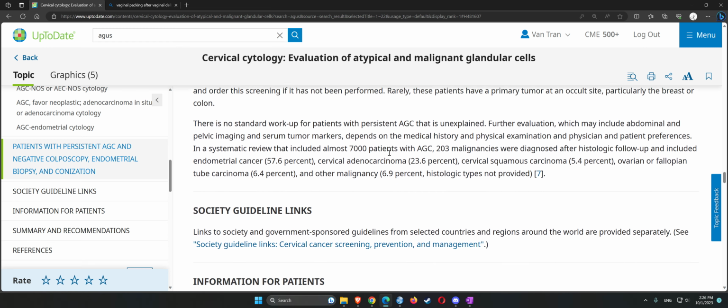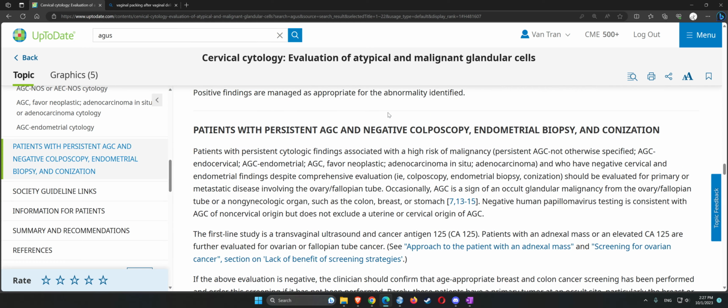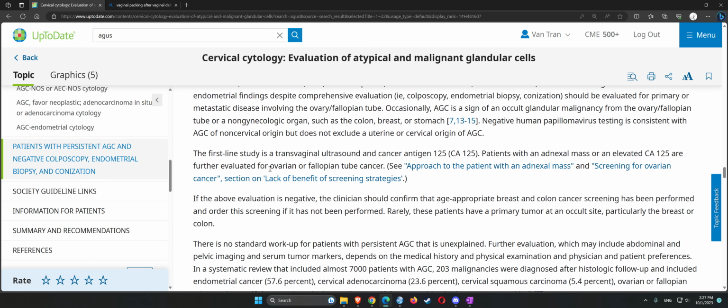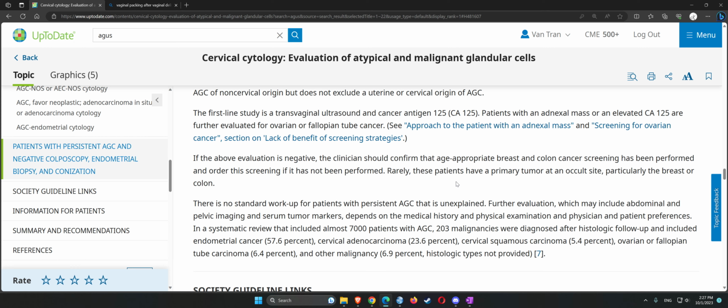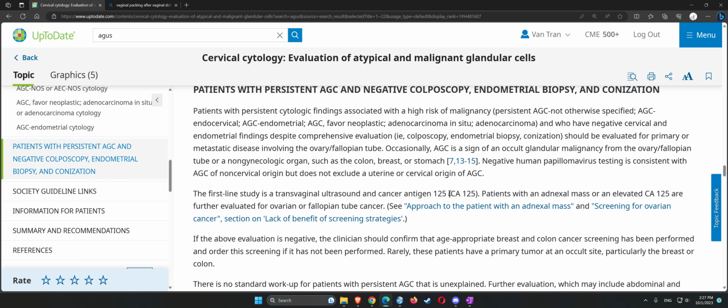What I read on the Pearl about these AGC cytologies is that they can be associated with polyps, metaplasia, cancers of the endometrium, fallopian tubes, and ovaries, and rarely with intra-abdominal cancer. Especially in older patients with negative HPV. But I'm not sure what the role is of doing an ultrasound and a CA125, especially if it's done periodically for screening. I don't think that's something that is a thing.